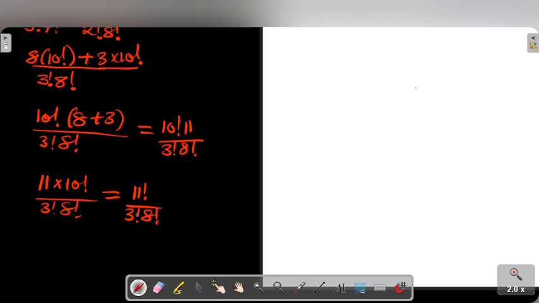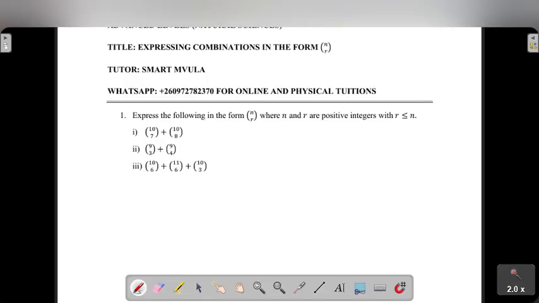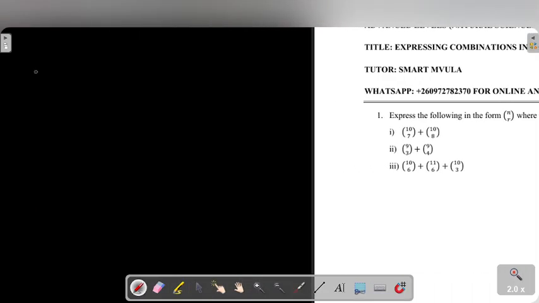So our answer becomes what? 11 combine 3, or 11 combine what? 8. So that becomes the answer. Then we have our part 2. So for part 2, what we have is 9 combine 3 plus 9 combine 4.